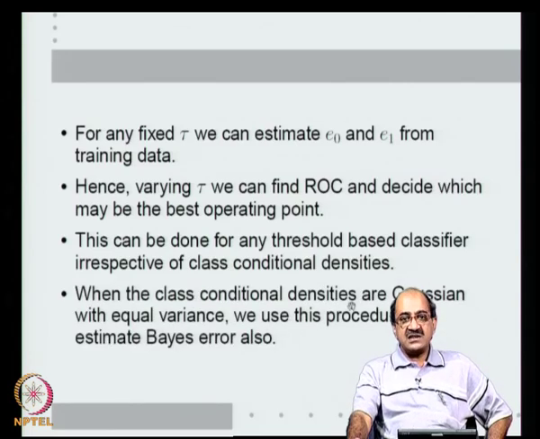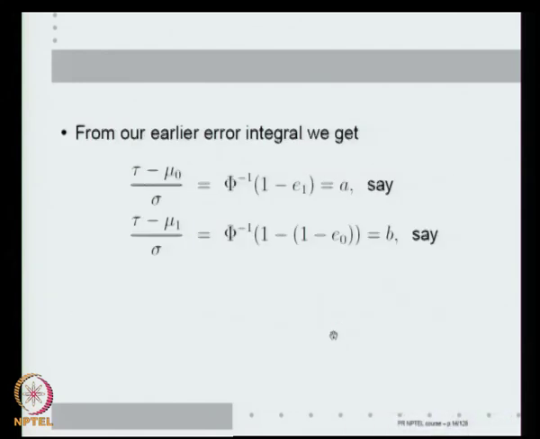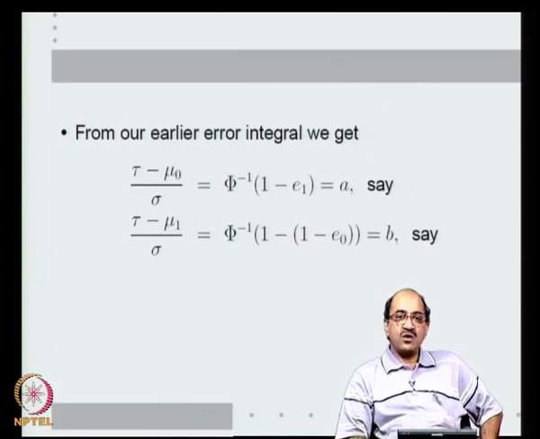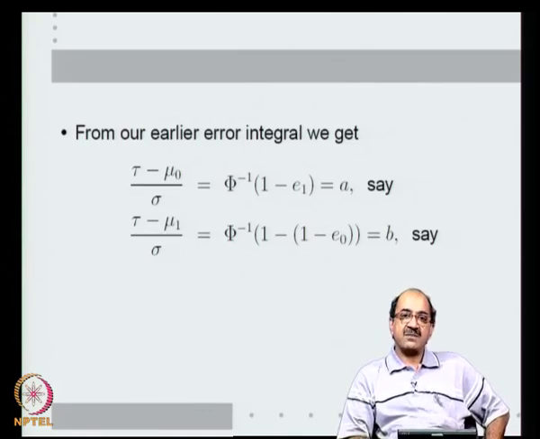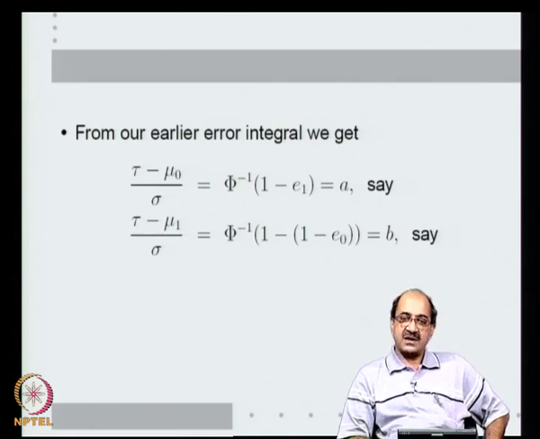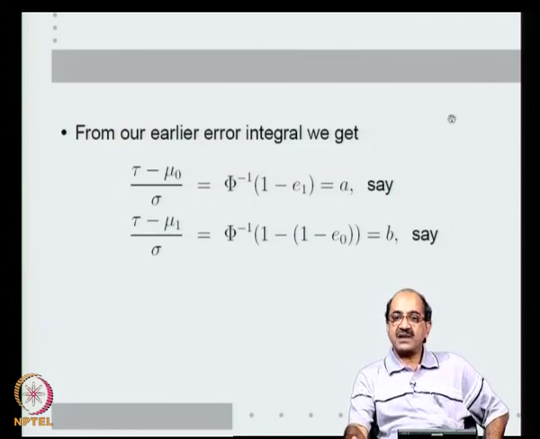When the class conditional densities happen to be Gaussian with equal variance, this procedure is particularly helpful. From our earlier error integrals, we know phi of (tau minus mu 0) by sigma is 1 minus E 1, and similarly phi of (tau minus mu 1) by sigma is E 0. So, I can write (tau minus mu 0) by sigma is phi inverse of 1 minus E 1, and the other one is phi inverse of 1 minus E 0. Now, if I know the numbers E 1 and 1 minus E 0, which are the coordinates of the ROC, then I can calculate phi inverse of 1 minus E 1 and phi inverse of 1 minus E 0. Let us say those numbers are A and B.